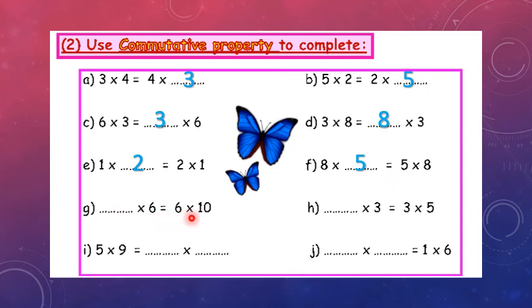What by 6 equals 6 by 10. We have balance here and we have 6 in both of these sides. Then the missing part is 10. Then we have a missing part by 3 equals 3 by 5. We have 3 in both sides and we have equal here. Then 5 is the missing part. Here we have 5 by 9 equals what by what? From our commutative property, 5 by 9 is the same as 9 by 5. Here we have what by what equals 1 by 6. From our commutative property, 1 by 6 is 6 by 1.